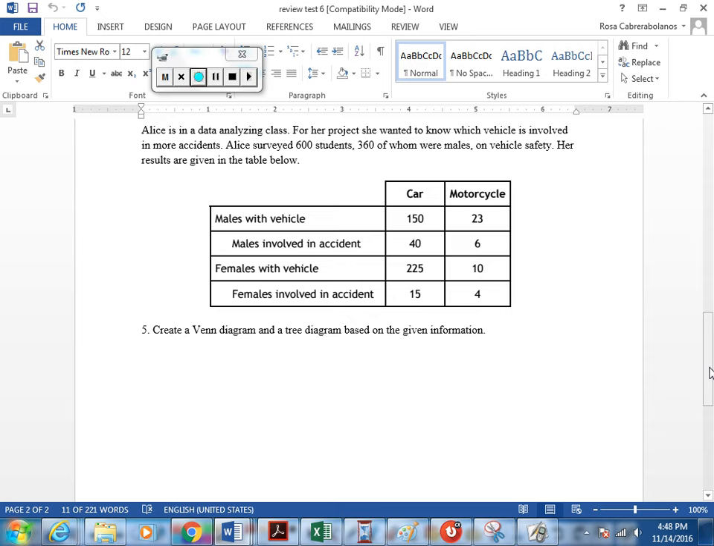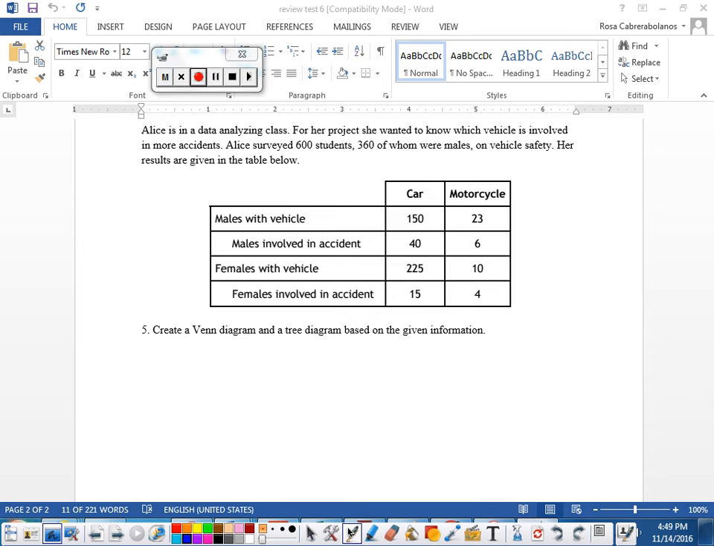Alice surveyed 600 students, 360 of whom were males, on vehicle safety. Her results are given on the table below. Create a Venn diagram and a tree diagram based on the information. Now, first of all, we need to think about that a little bit because they're giving us some information in that little short paragraph. There were 600 students total. I'm going to need that, so I'm going to write it down.